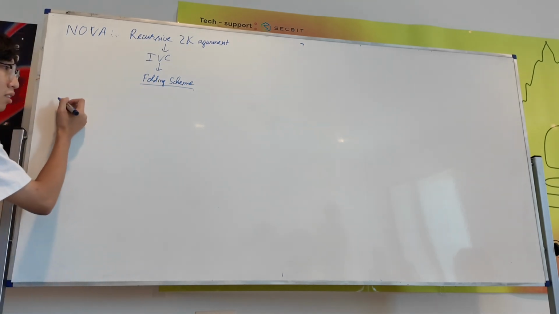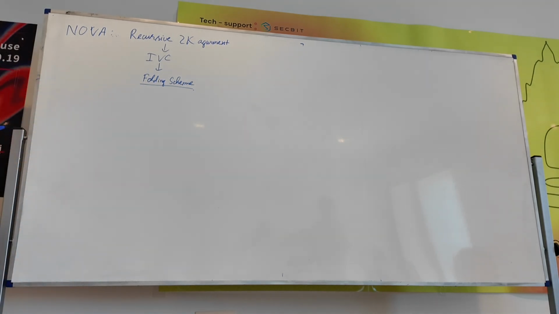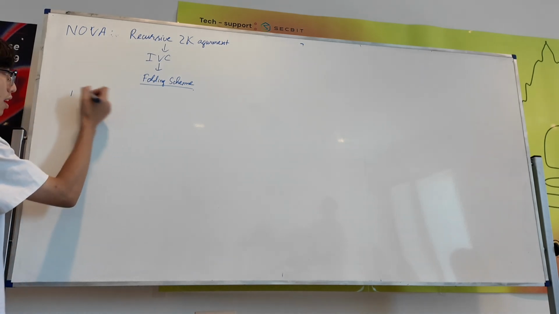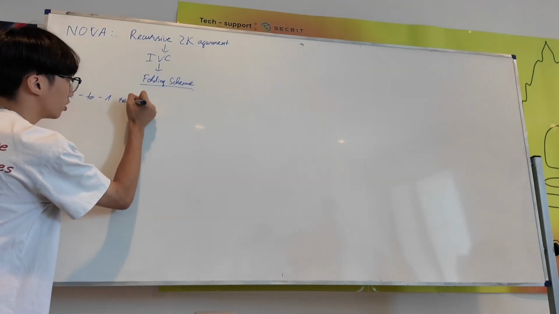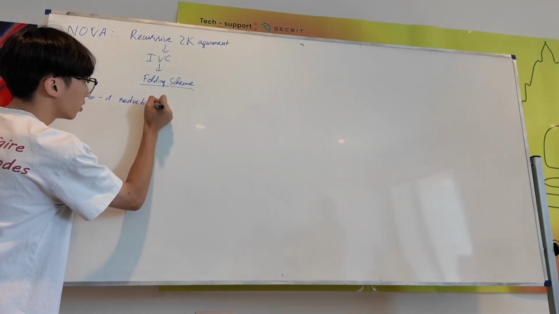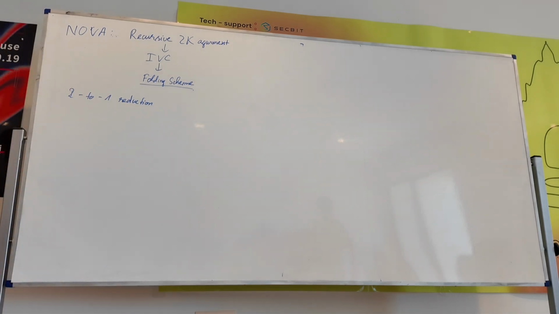Folding scheme, in an informal definition, reduces the task of checking two instances into only one instance. So you can understand this like a 2 to 1 reduction. Currently there are many existing techniques like this, like sumcheck protocol and split and fold.